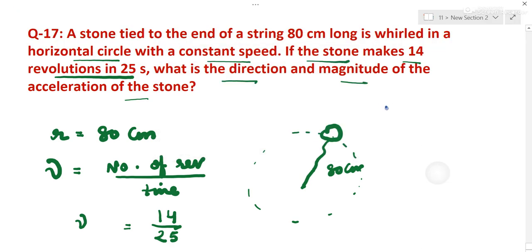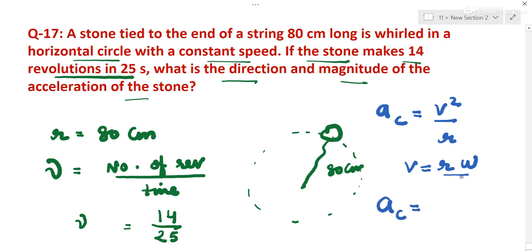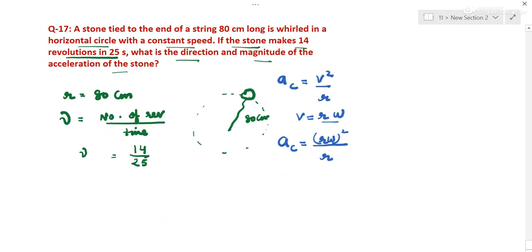So the centripetal acceleration formula is simple. It's v square by r. Now, if you remember, v is equal to r omega. Omega is angular velocity. Let us substitute. So my centripetal acceleration is, substitute this in place of v, r omega whole square, divided by r. So centripetal acceleration will be r square omega square by r. R and r cancel. It is r omega square.